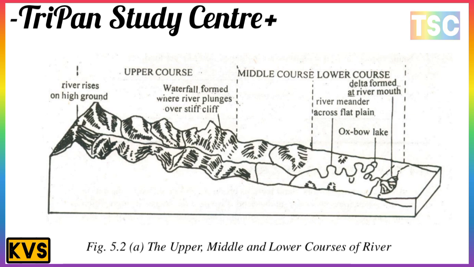Here it shows the upper, middle and lower course of the river. There is the most important: upper course, middle course and lower course. The river arises in the high ground and there is a waterfall forming where the river plunges over stiff rock. And the next here is the delta forming at the river mouth, and the river meanders across a flat plain. An oxbow is a lake. There is the most important diagram shown in this picture.